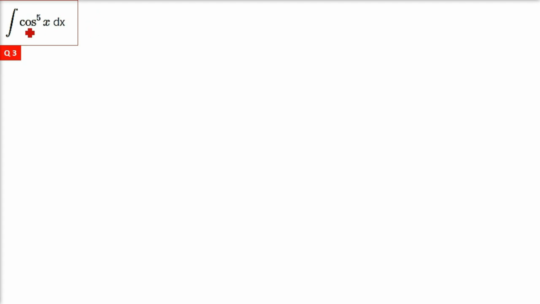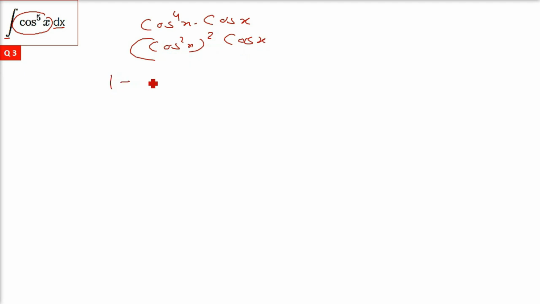So we can divide it into even and one of it as odd power. That means we need to write this cos raised 4x into cos x. This cos raised 4x will be cos square x whole square. Cos square x can be written as 1 minus sin square x, that you already know. Cos square x plus sin square x is equal to 1. So 1 minus sin square x whole square into cos x, already there, dx.